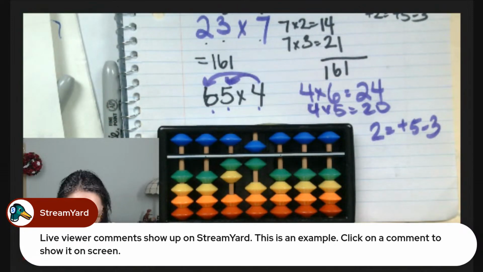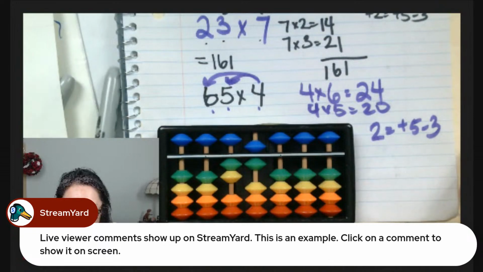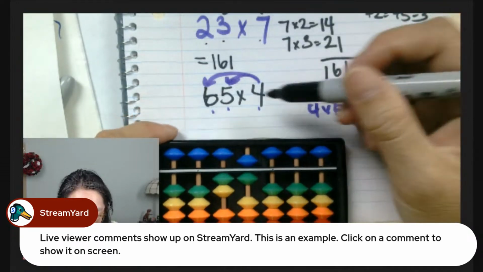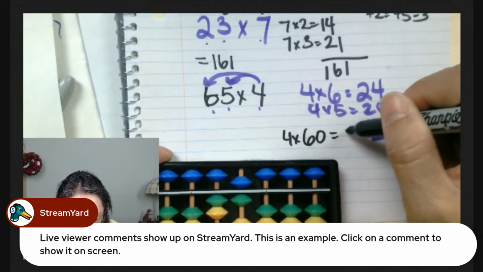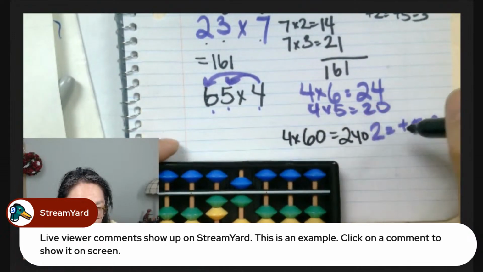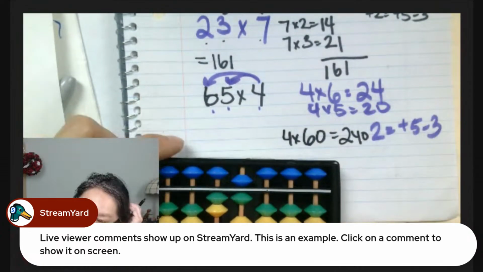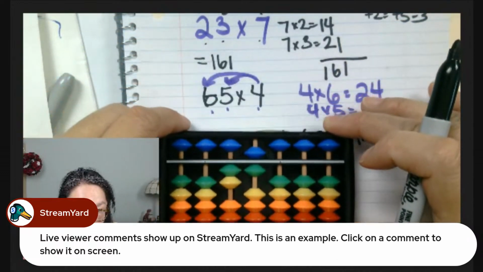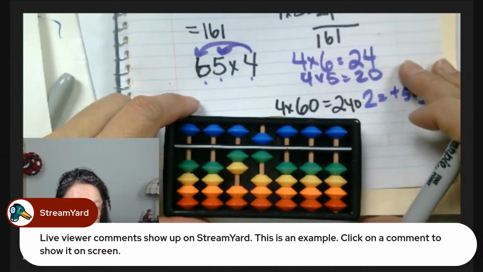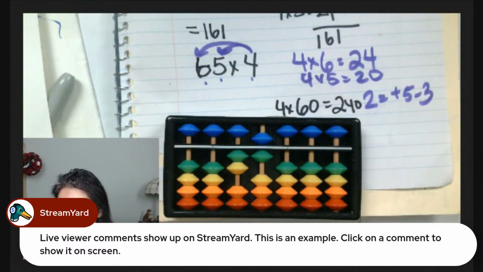But again, this is different from new math. New math, they do 4 times 60 is equal to 240. The difference is new math, they have to write it out. Abacus does it for you. It keeps track of your place values. That's the difference.